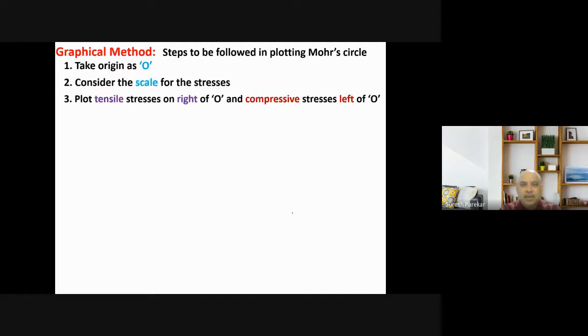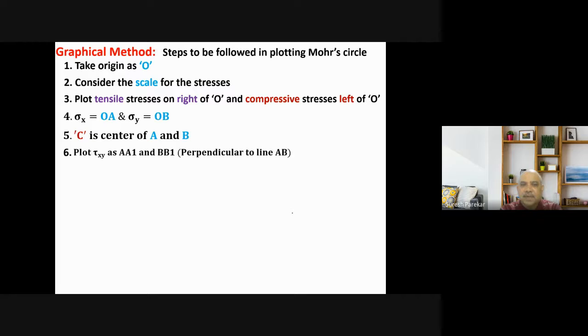So till step 5 we have the same steps, no change: we plot OA, we plot OB, and C will be the center of AB. Now the steps are going to change. Now we are going to plot A1. A1 we plot perpendicular to AB, and its value is equal to tau. So A1 is equal to tau by scale, and equal to BB1, that is also equal to tau by the scale. And as I already mentioned, these two are perpendicular to AB.